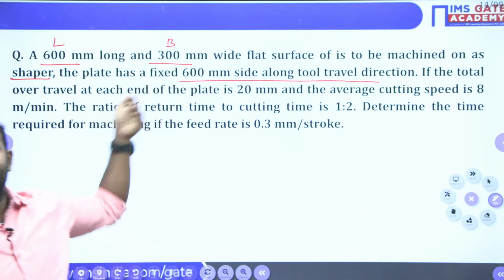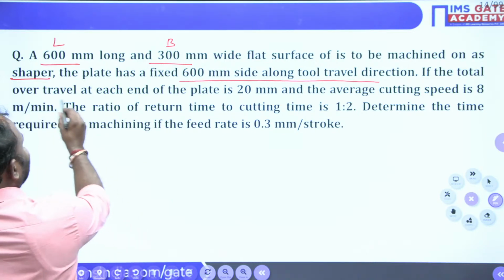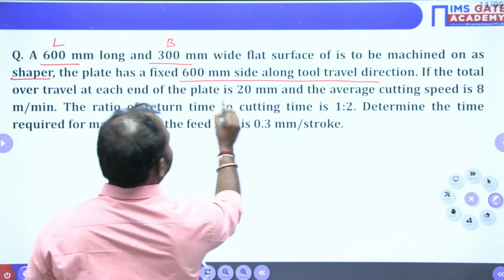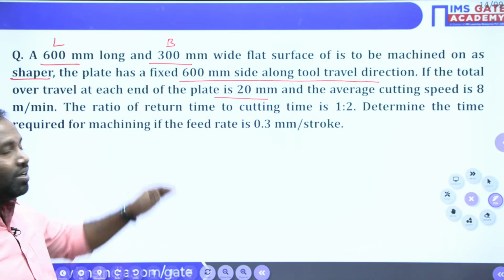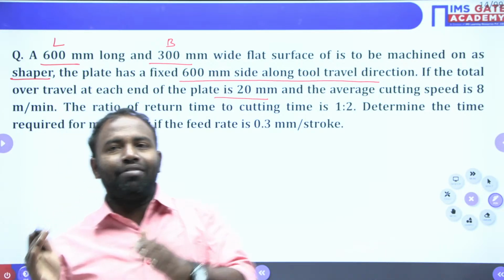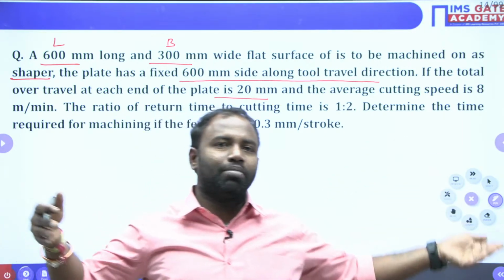Tool travels in the direction of 600 mm. If the total overall travel is such that each end of the plate has an over travel of 20 mm, that means the tool is going to over travel in the length direction of the workpiece by 20 mm on that side and 20 mm on this side.